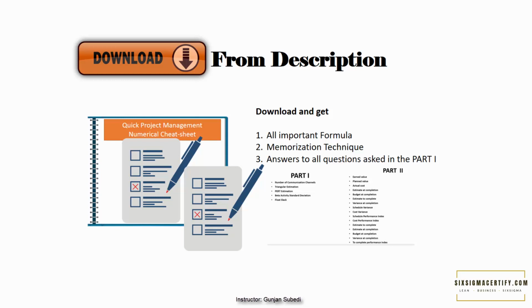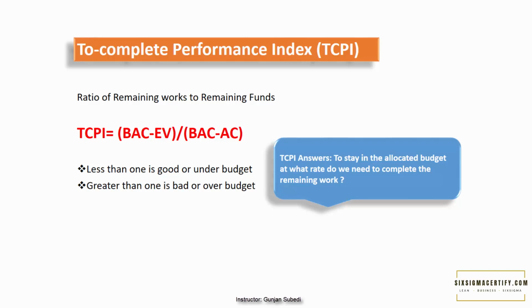Another very important term that we will be dealing is to complete performance index, TCPI. This is the ratio of remaining works to remaining funds. It answers the question, to stay in the allocated budget, at what rate do we need to complete the remaining work? The formula is BAC minus EV divided by BAC minus AC. If the to complete performance index TCPI is less than 1, it is good or under budget. And if it is greater than 1, it is bad for us because we are over budget.